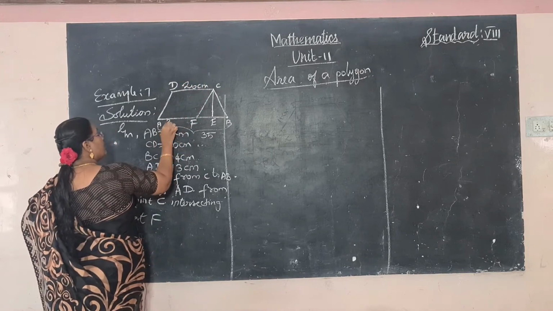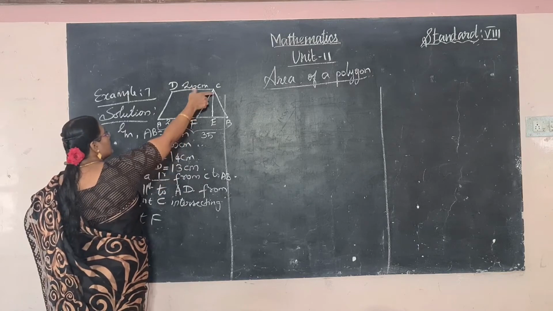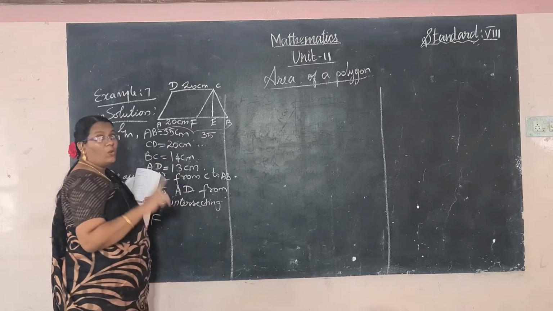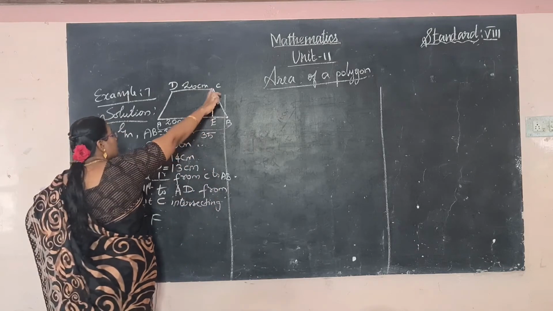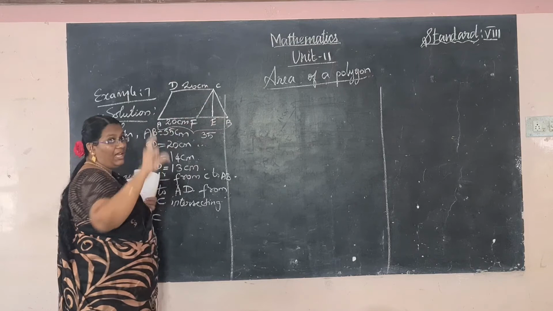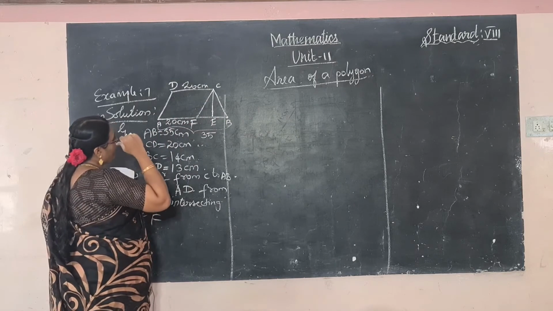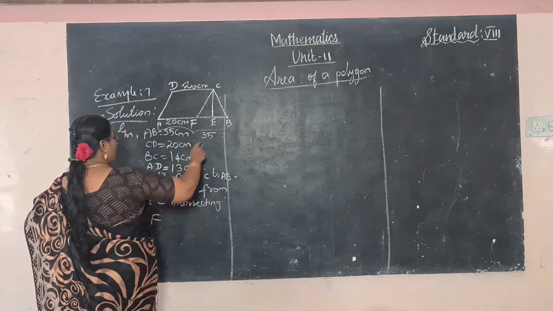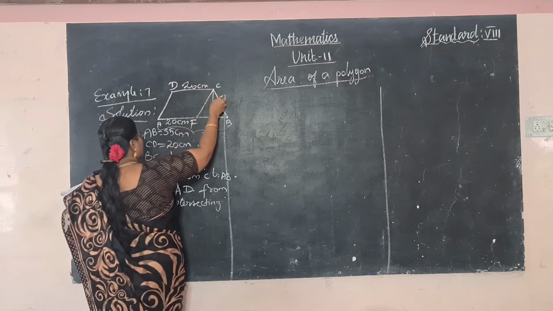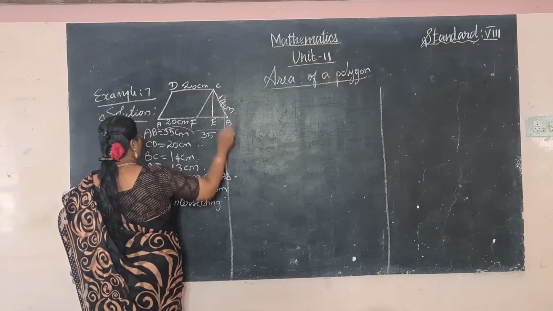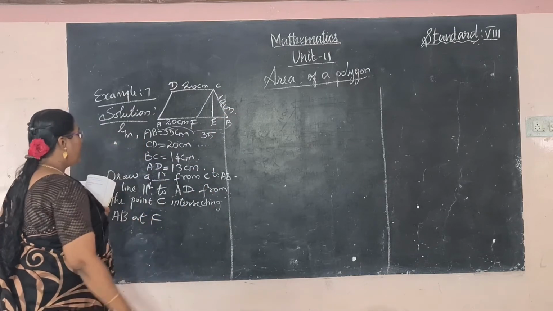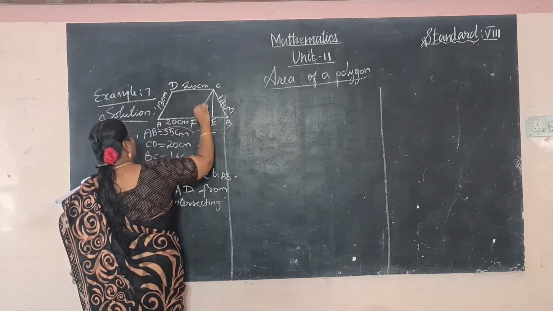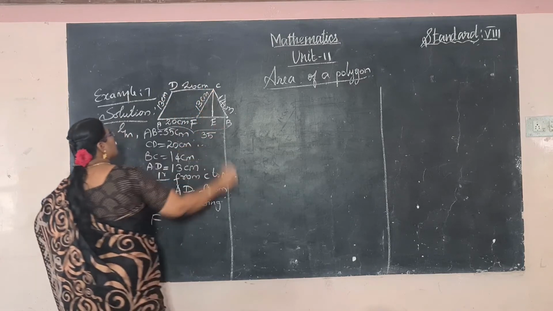AF will also be 20 centimeter because it's a parallelogram. AFCD is one of the parallelograms. We have considered FCB as one of the triangles. Okay, right. So opposite sides are parallel and equal. And next one, BC is 14 centimeter. And AD is 13 centimeter. So these two sides are parallel, so this is also 13 centimeter.